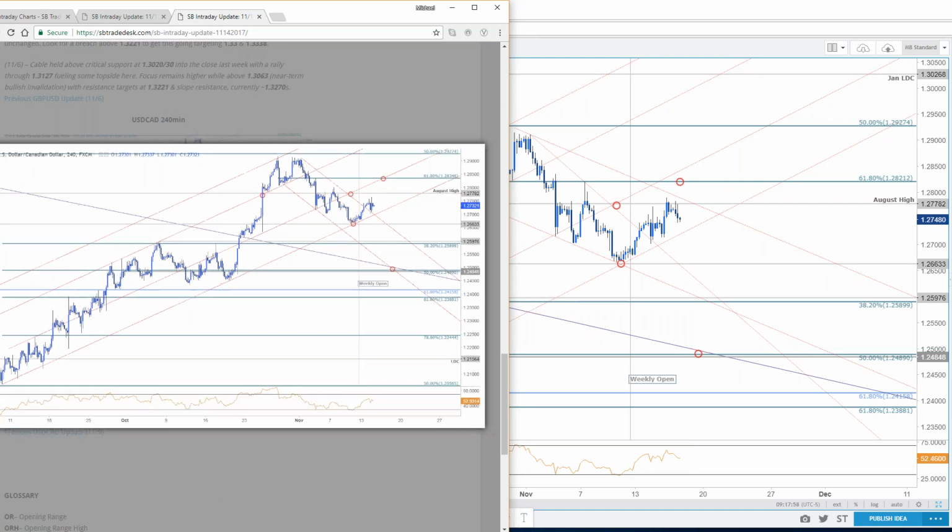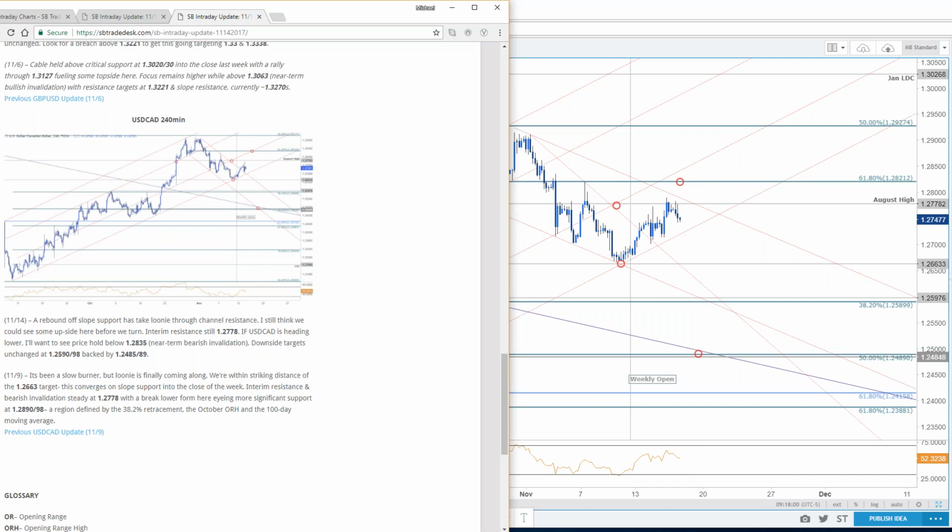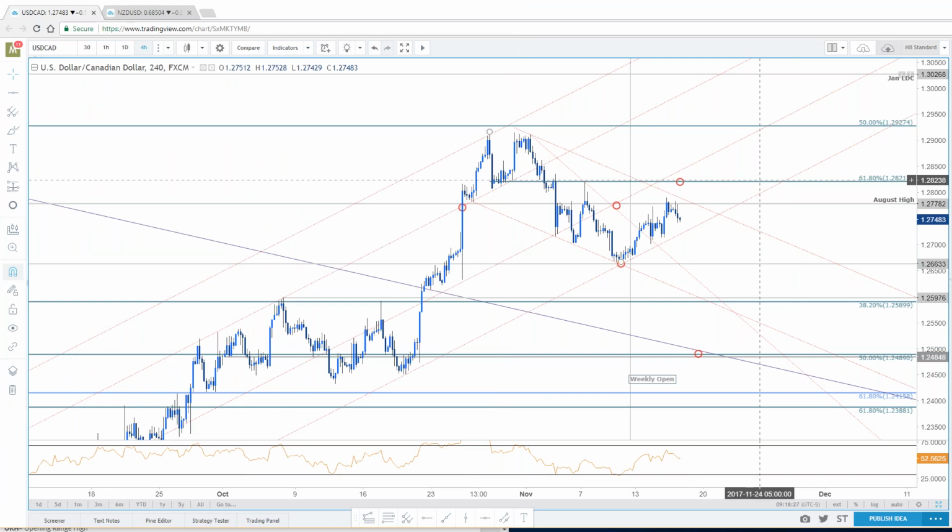If you recall in the update, we were saying, look, it broke basic downslope resistance, and we tested it as support. So you'd have to just let this thing start to drift a little bit higher. Interim resistance still 27.78. If dollar CAD is heading lower, I want to see price hold below 28.30. Now that 28.30 level was adjusted just a tad down to 28.21 to account for the new low there.